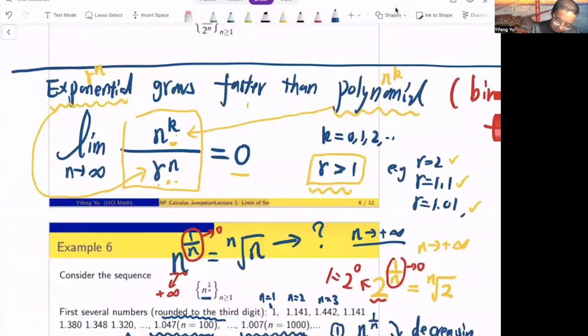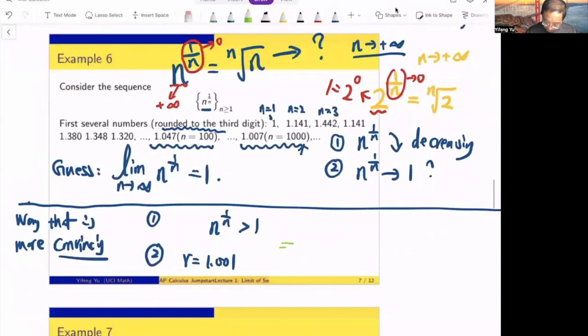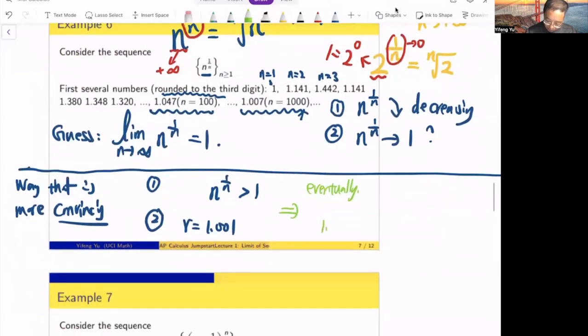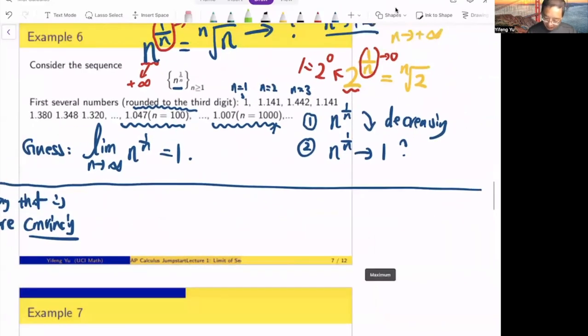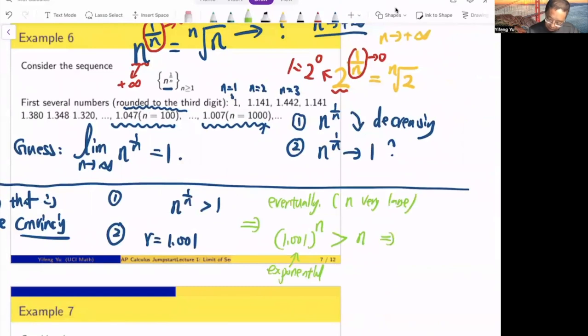And let's recall this principle. It says, if I have the base r bigger than 1, eventually the exponential will surpass n. So here we have 1.001 to the power n. When n becomes very large, the exponential is going to surpass n. Now let's take the n-th root on both sides. We'll get 1.001 will be bigger than the n-th root of n. Then we find, okay, great.